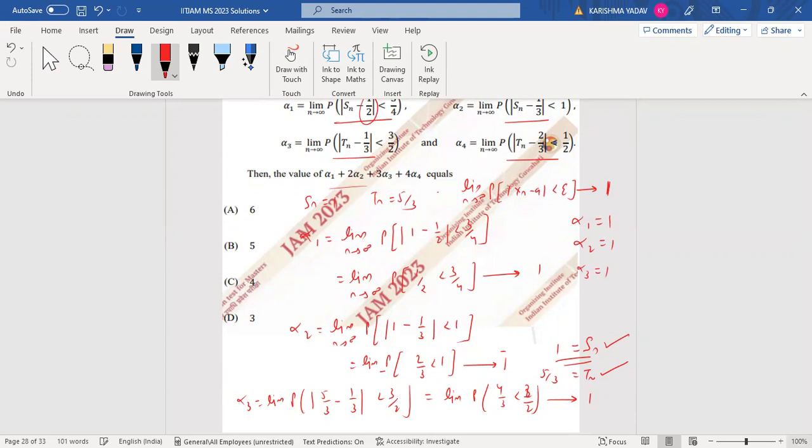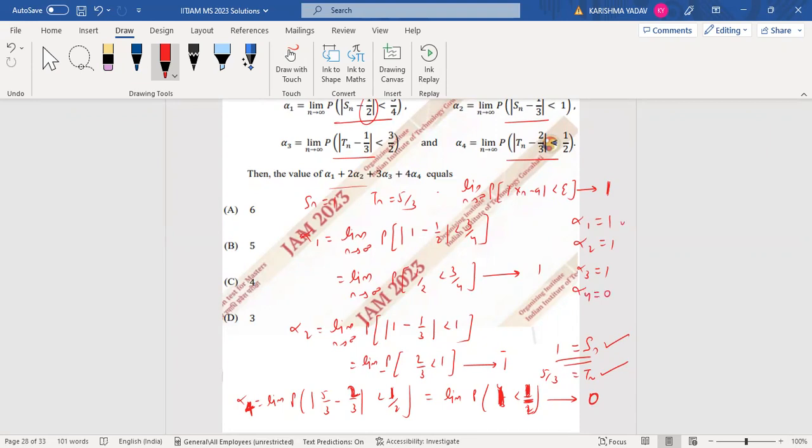And what is alpha 4? Alpha 4 would be the limit of the probability that 5/3 − 2/3 is less than 1/2. 5/3 − 2/3 is 1, so the question is whether 1 is less than 1/2. Is it true that 1 is less than 1/2? No, 1 is greater than 1/2. As this is a contradictory statement, this will converge to 0. So we got alpha 4 equal to 0.